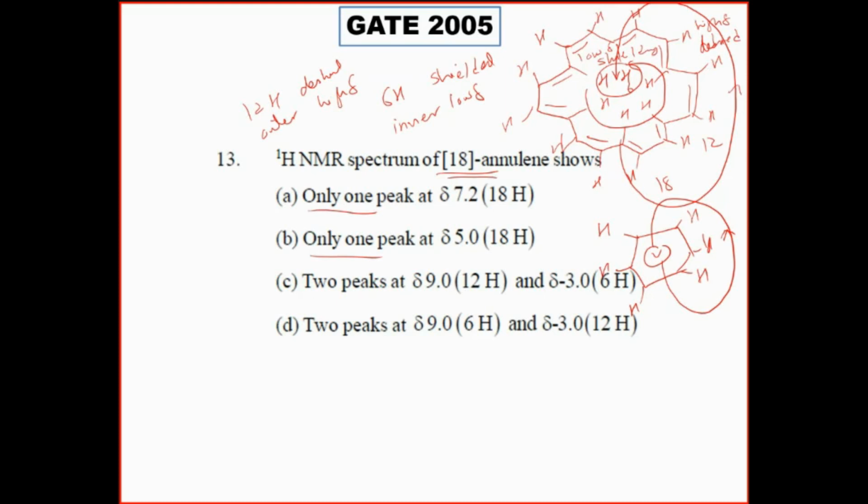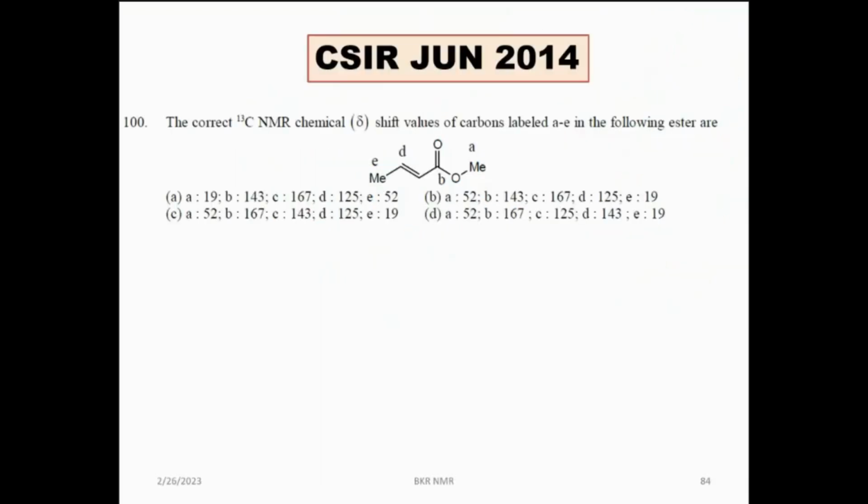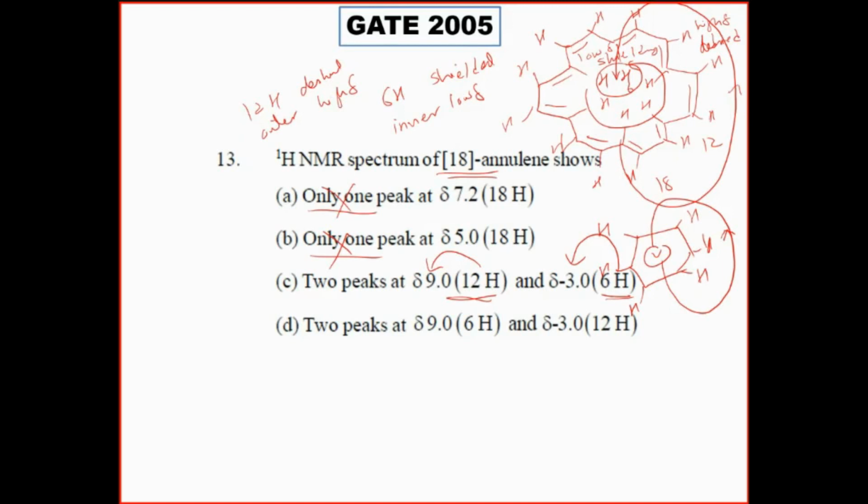Tell me, guys. Annulene will give you 1 peak or 2 peaks? 2 peaks. So A and B wrong. 2 peaks la 12 hydrogens, 6 hydrogens. So 12 hydrogens will be de-shielded, high delta value. 6 hydrogens inside will be shielded, negative, low delta value. Okay, so in annulene, you'll be having shielding and de-shielding.